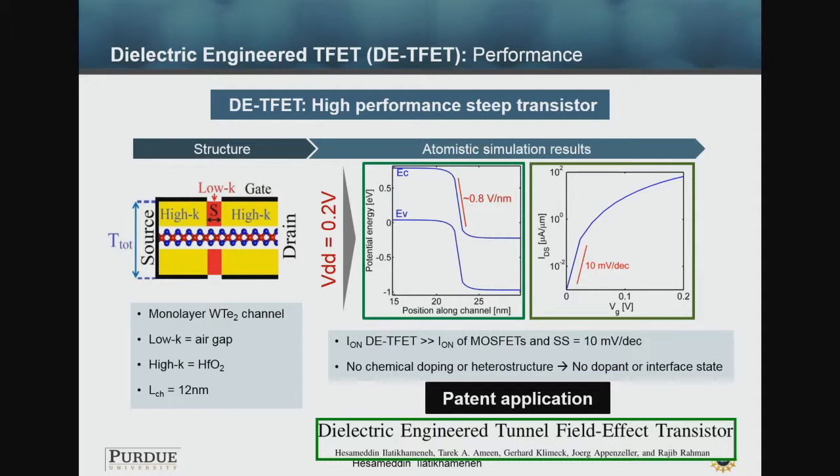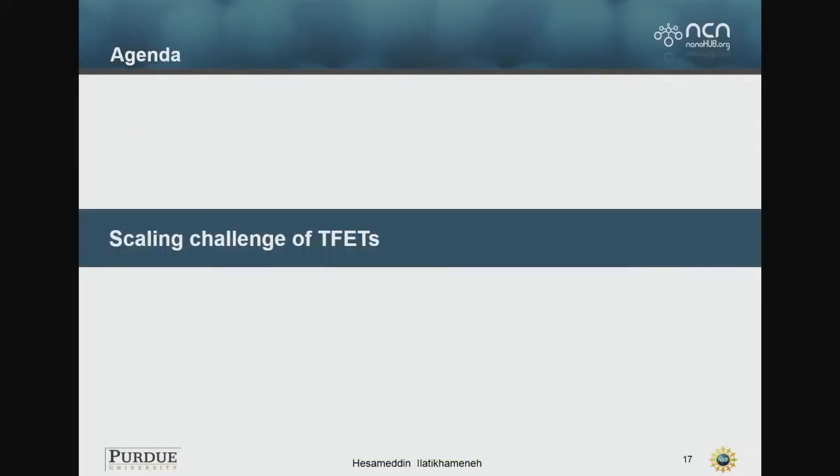So let's look at the atomistic simulation result. You can see that we can achieve very high electric field with this simple method. And we can also get a very good subthreshold swing and on current. We have a patent application, and this paper was recently published in EDL.